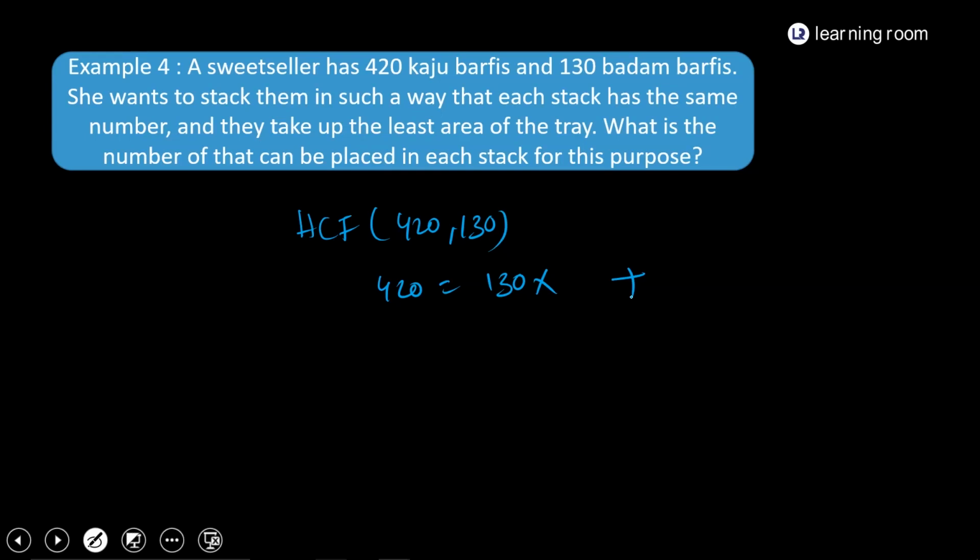Kaushik, can you say what is the quotient and what is the remainder for 420? The quotient is 3 and the remainder is 30. So next, what do we need to consider? Left side, 130, 30. 130 is 30 times 4 plus 10.